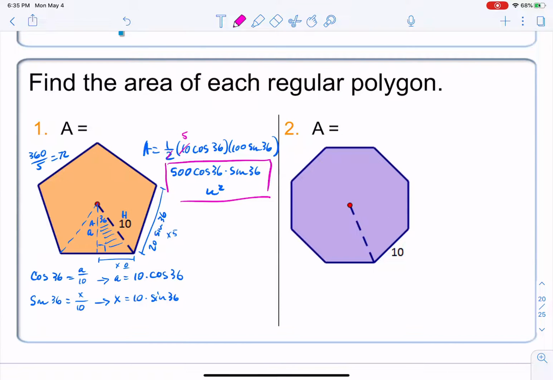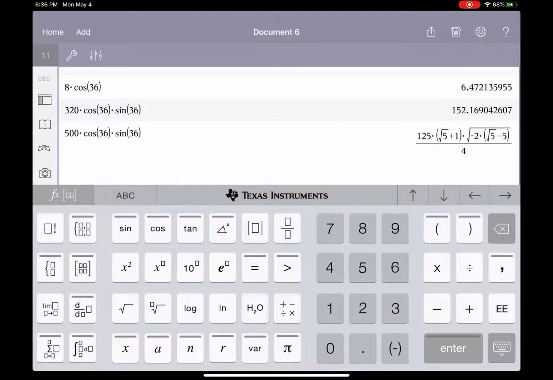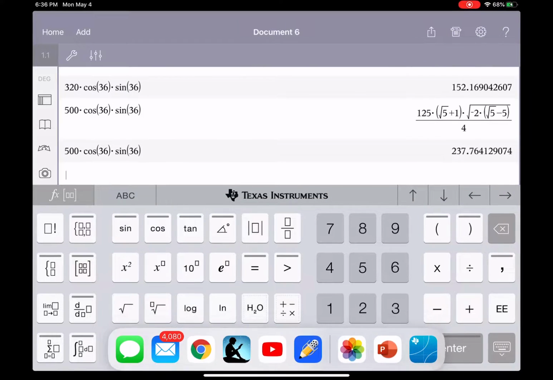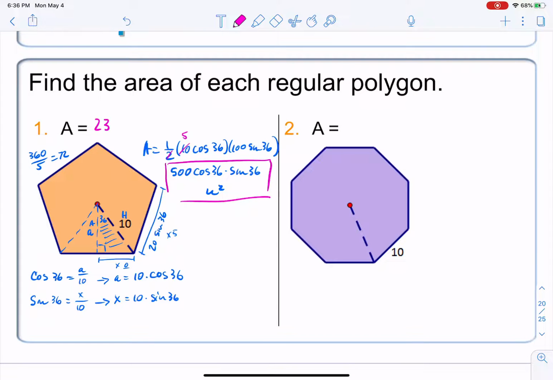If you wanted to get an approximate answer for that, it would be in your calculator, of course, as we had 500 times the cosine of 36 times the sine of 36. Whoa! Hey, there's the exact answer, in terms of square roots and stuff. 237.76 units squared. Lovely.